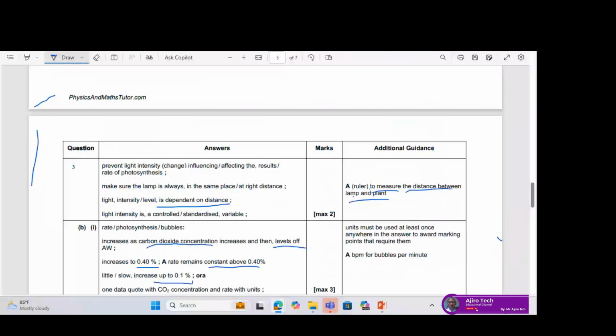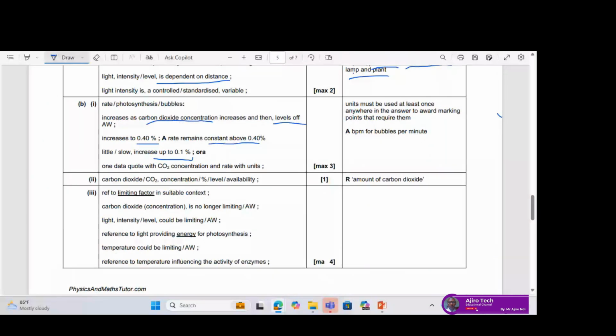So let's look at what they say. They say reference to limiting factor in a suitable context, that carbon dioxide is no longer limiting. Okay, that's one. Reference to the fact that a factor is limiting and CO2 is not limiting.